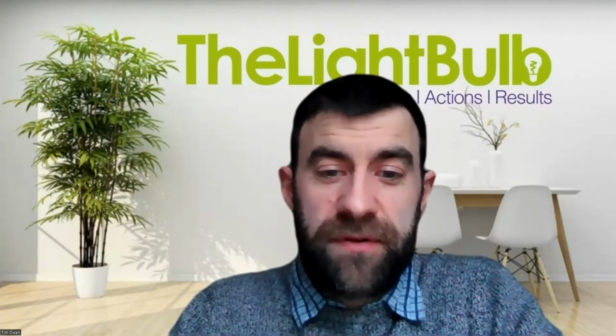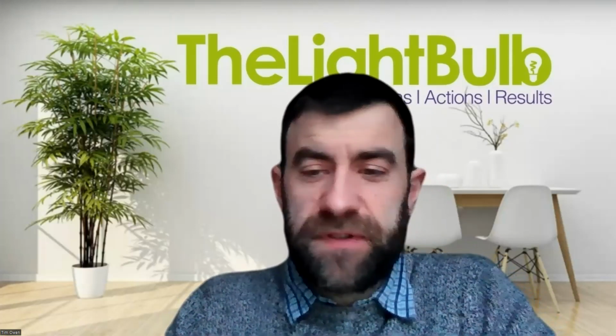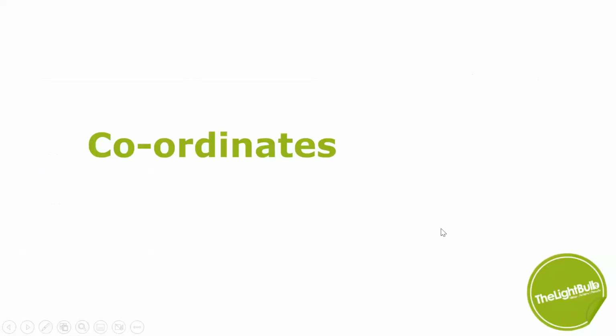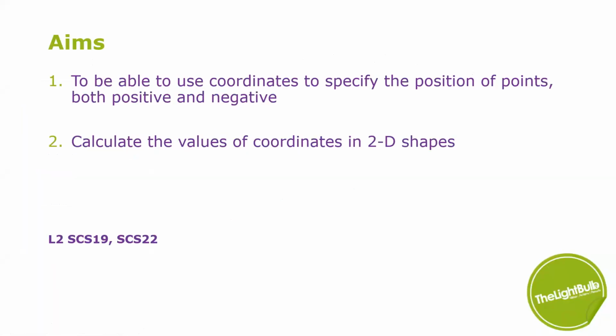Today we're going to be looking at the topic of coordinates and how to use them to specify the position of points on graphs and maps and so on. This is a level 2 topic, and the criteria references for these are 19 and 22. Essentially, we're going to be looking at how to specify the position of points on graphs, whether that's in a positive way or using negative numbers, and also how to finish off shapes if they're drawn out on graphs as well. This will become clear as we go through.